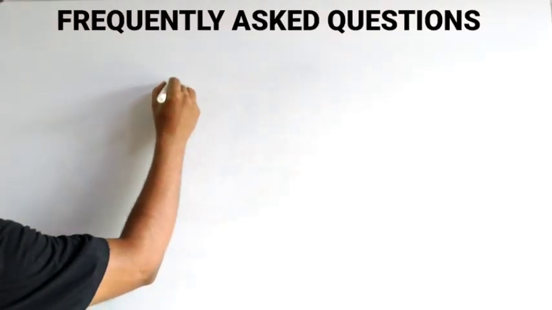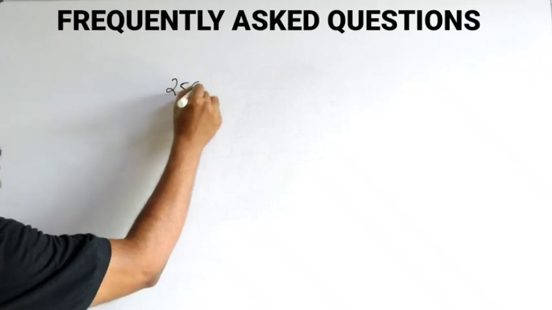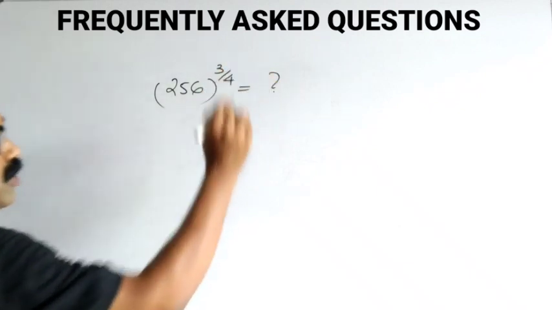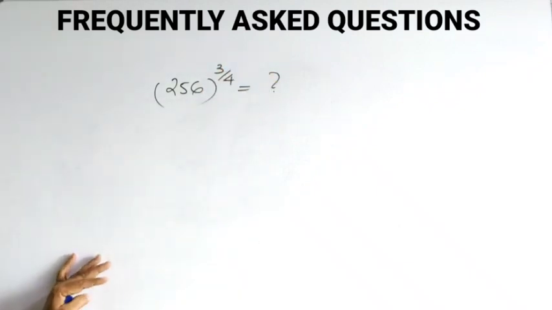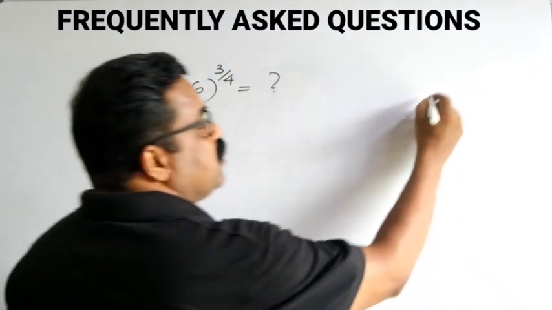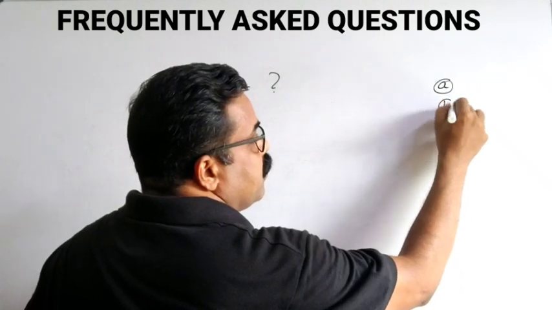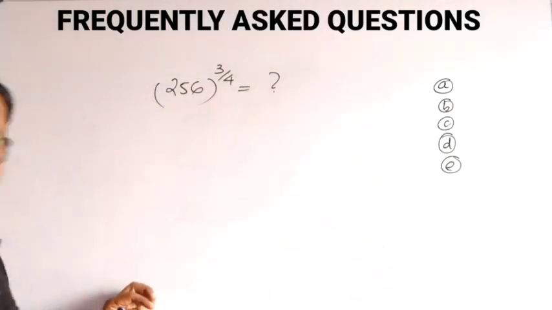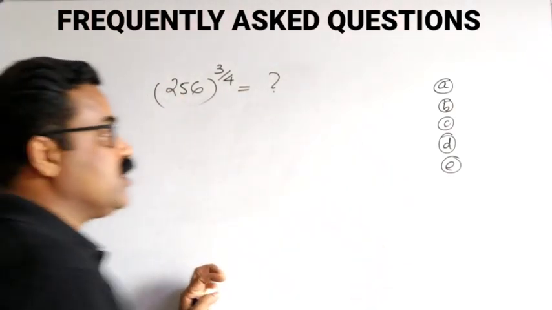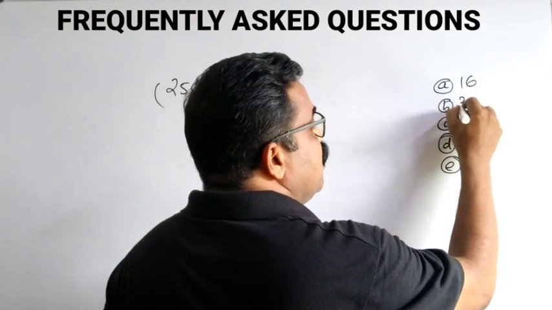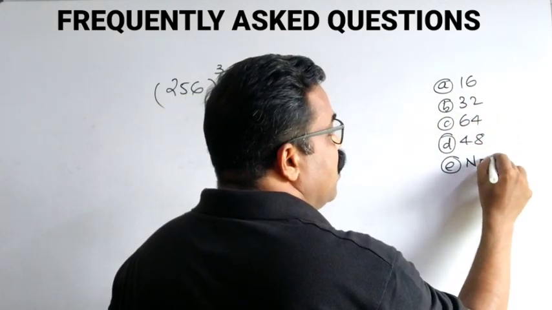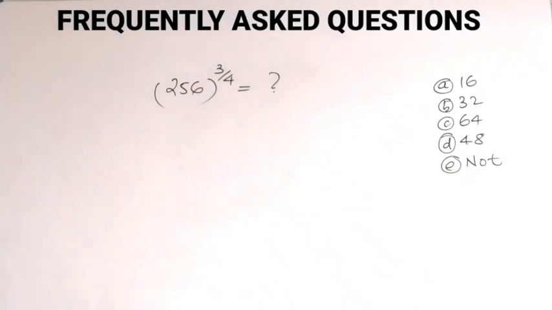Let me write the question here. 256 power 3 by 4 is equal to a question mark. And 4 options are also given. What are the options given? 16, 32, 64, 48, and none of these. These are the 4 options given in the question.